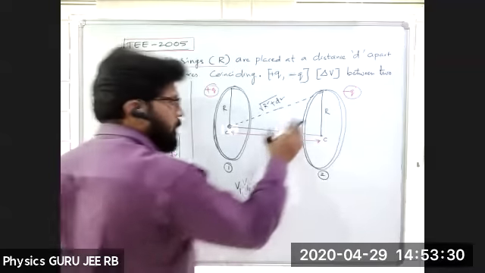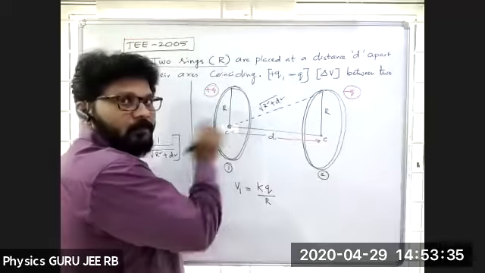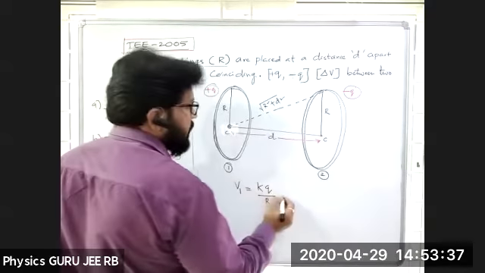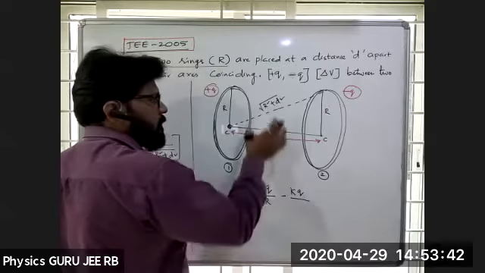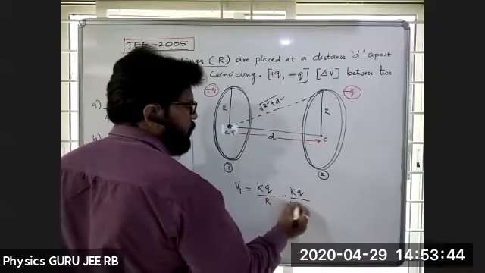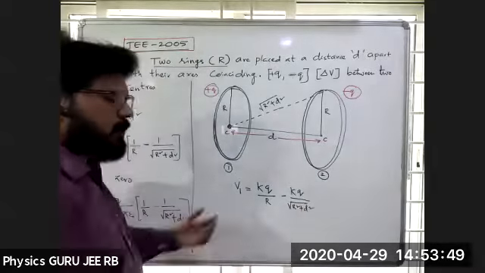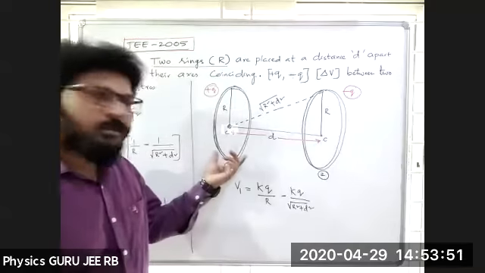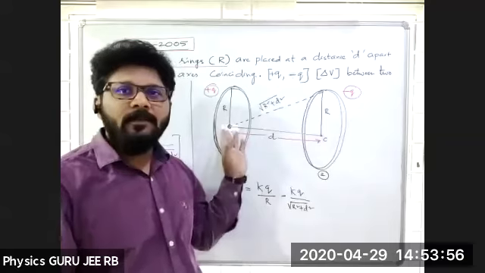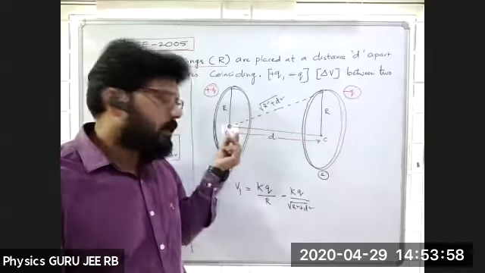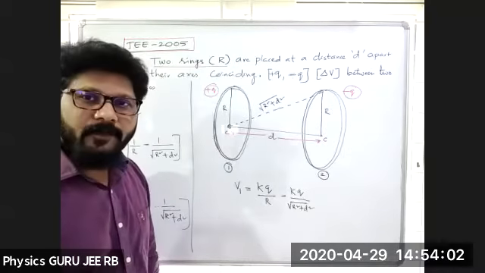So I'll write, due to the second one at the center, minus KQ divided by this distance, which is the square root of r square plus d square. Is it clear? The potential due to the first ring at the center and due to the second one also at the center will be there. Understood, all of you?